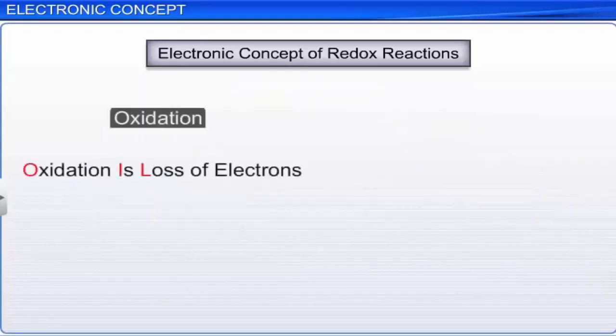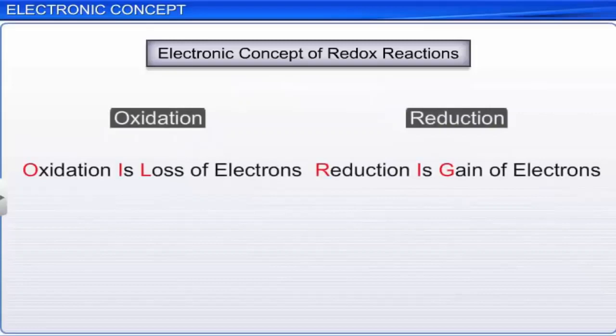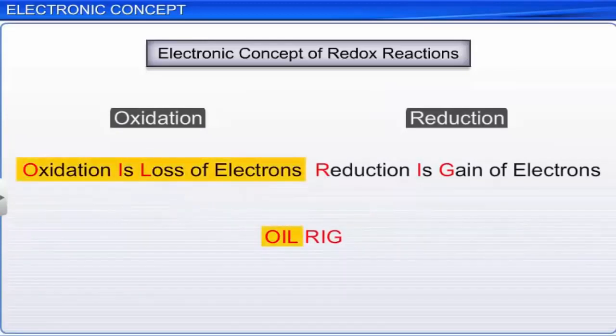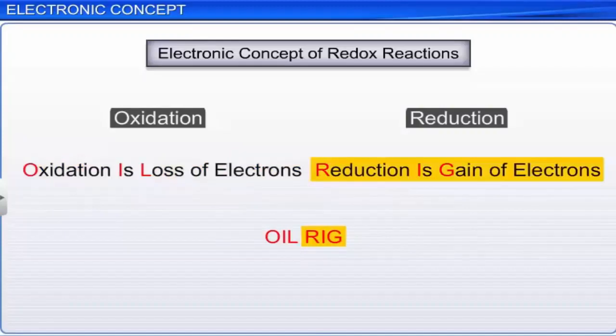The definition of oxidation and reduction can be easily remembered by the mnemonic OIL-RIG, which stands for oxidation is loss of electrons and reduction is gain of electrons.